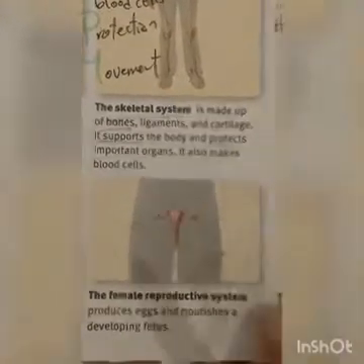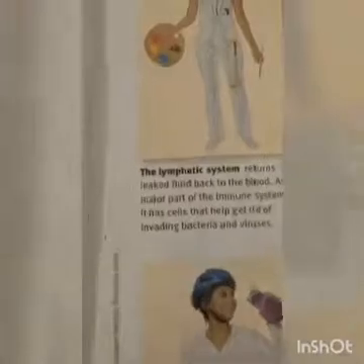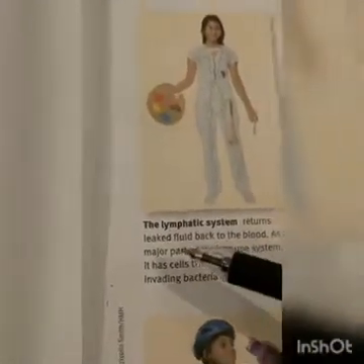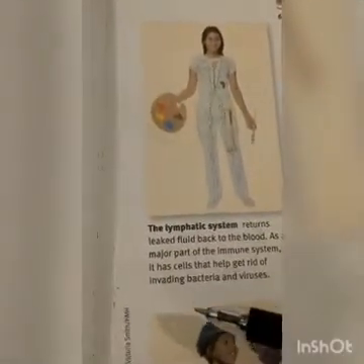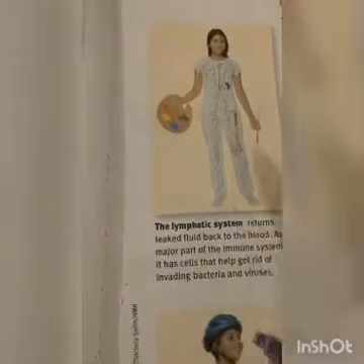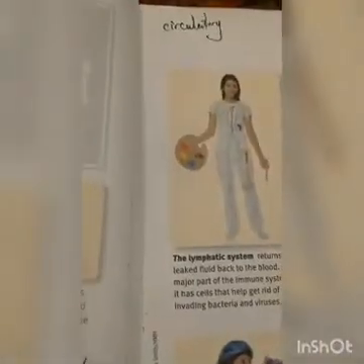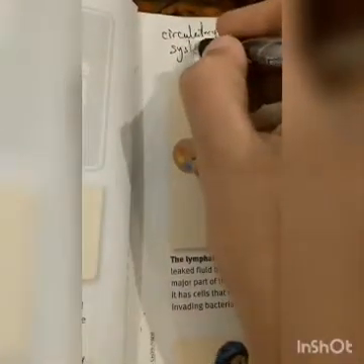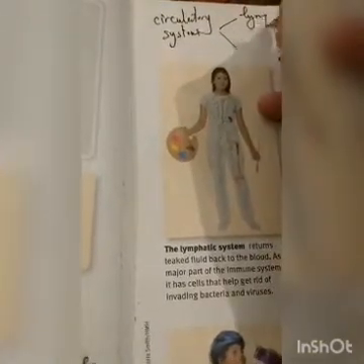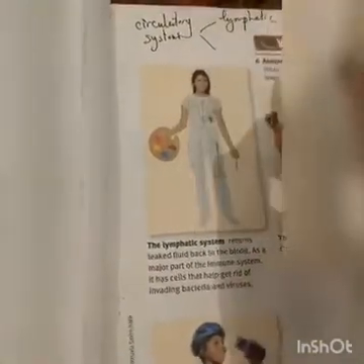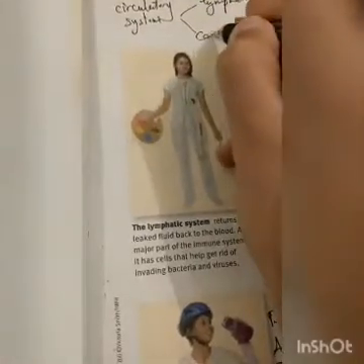Okay, then the lymphatic system. The lymphatic system is actually part of a system called the circulatory system. The circulatory system is made up of two systems: the lymphatic system and the cardiovascular system.